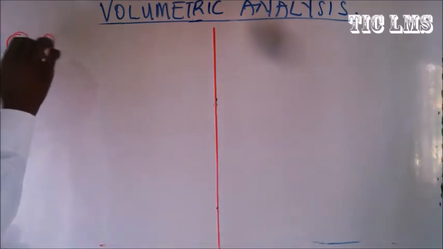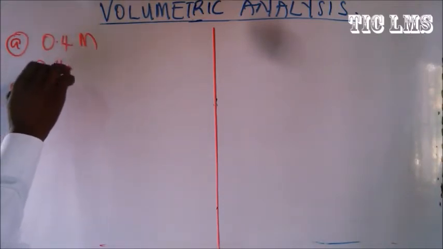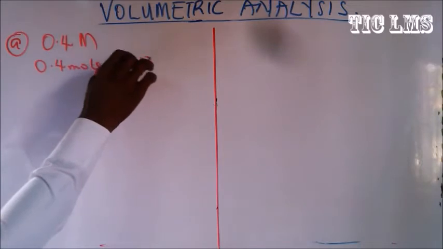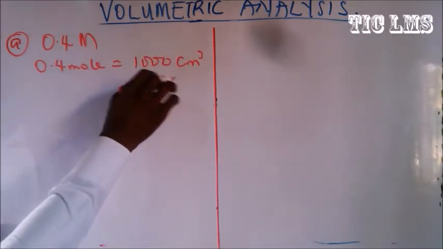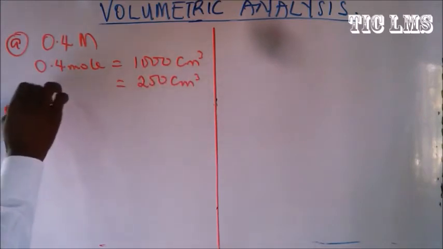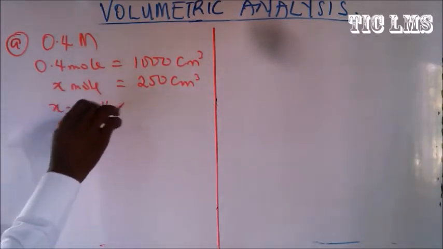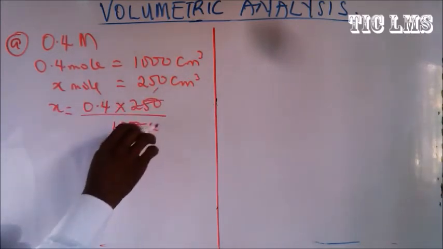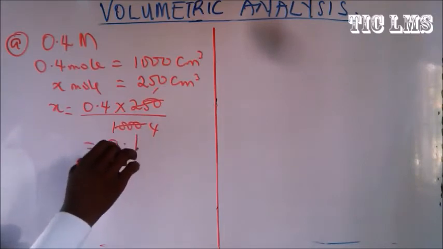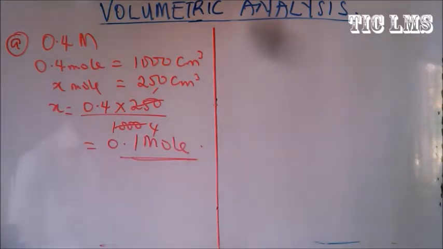So 0.4 molar is 0.4 mole in 1000 cm³. Hence, in 250 cm³, how many moles are we going to have? And that's 0.4 multiplied by 250 over 1000. And so the answer is 0.1 mole. That is the answer to that question.